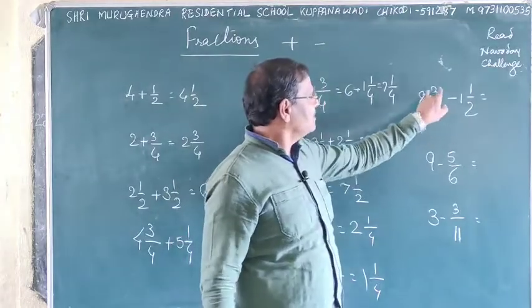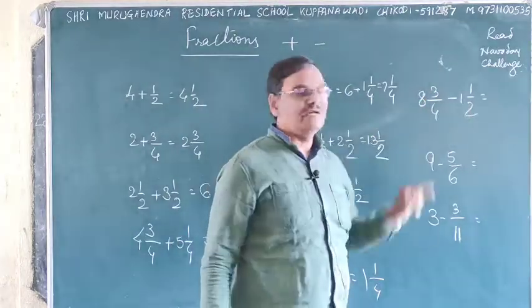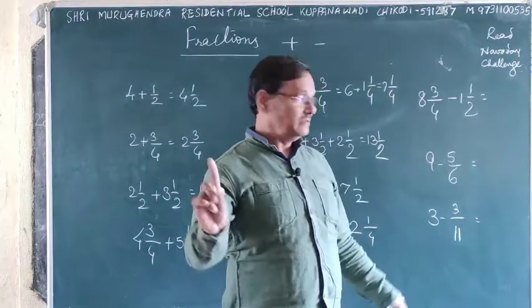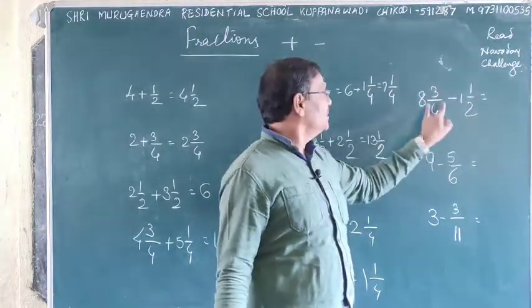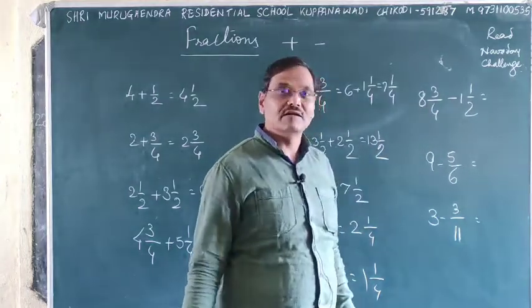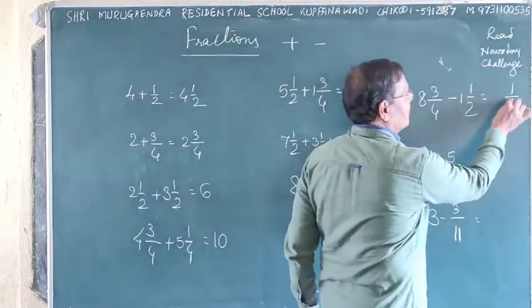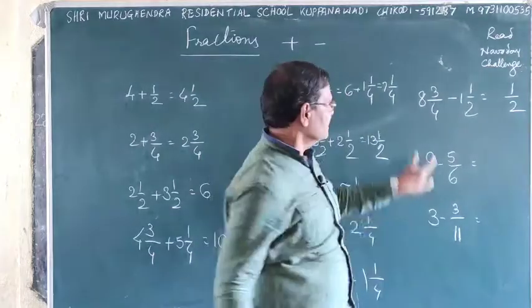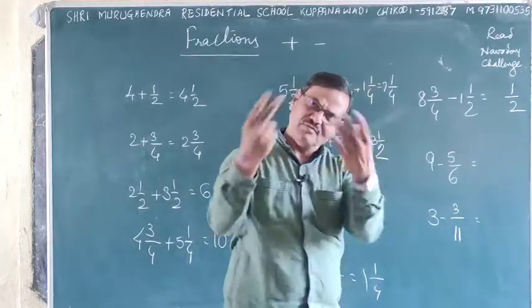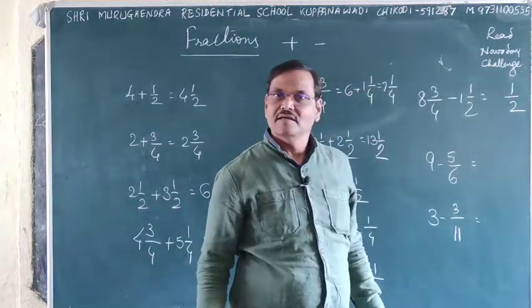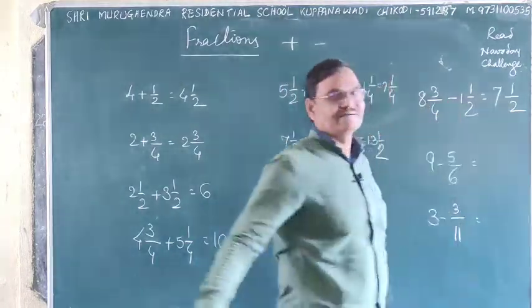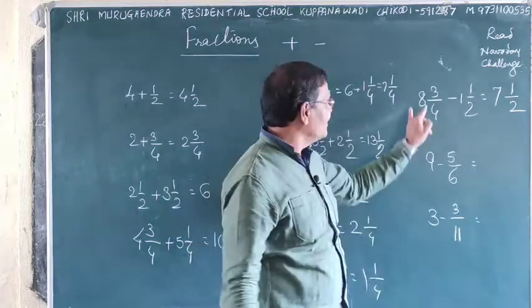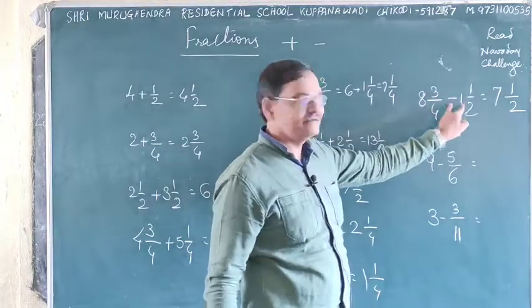See here, 3 by 4 it is, 1 by 2. Then you will reduce this 1 upon 2 in 3 by 4 only. After reducing, what will remain? 1 by 2 will remain. And these 2 make the same. Isn't it? Then 8 minus 1 is 7. No need of taking from this end.